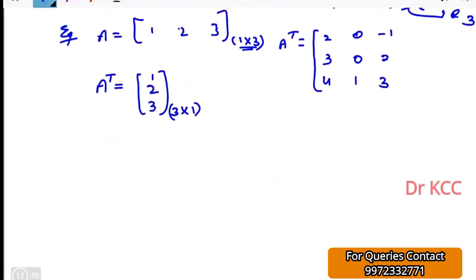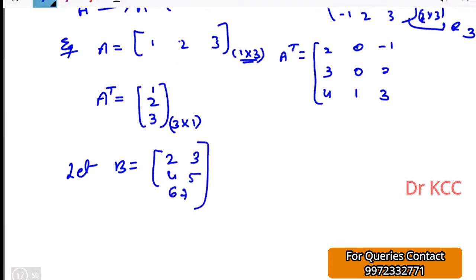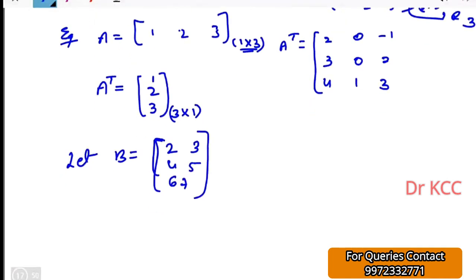So let us take one more example. Let matrix B be equal to 2, 3, 4, 5, 6, 7. So what is the order of this matrix? At least if you can't say it out loud, say it in your mind, or say it aloud at home. Again and again I'm telling you, the order of this matrix is 3 into 2. Why so? Because there are 3 rows and 2 columns.